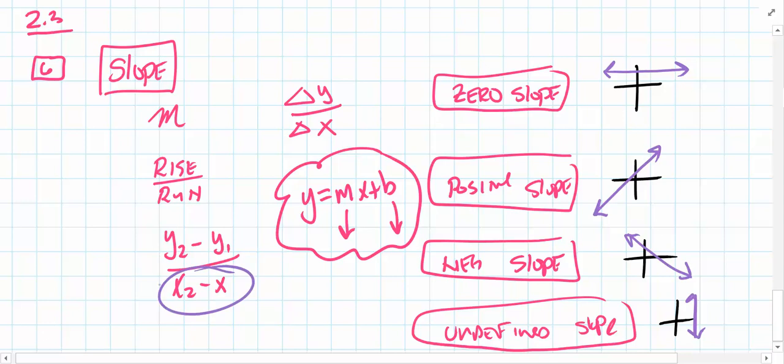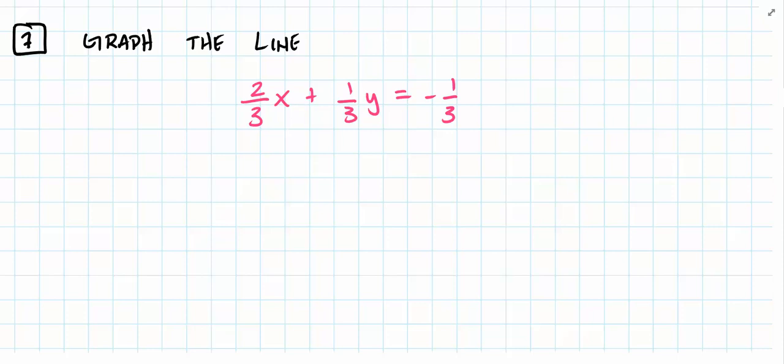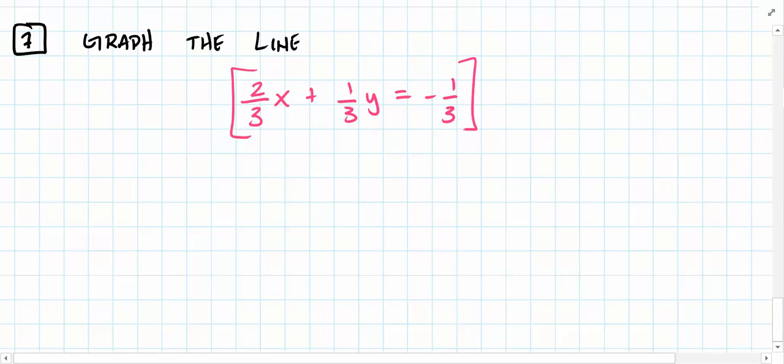Okay, nasty. We're going to graph this together. 2/3 x plus 1/3 y equals negative 1/3. Do you guys want to leave it like that? What do you want to do? No? Okay, what's your suggestion there? Multiply the entire thing by 3. Why? Yes, let's multiply both sides by 3.